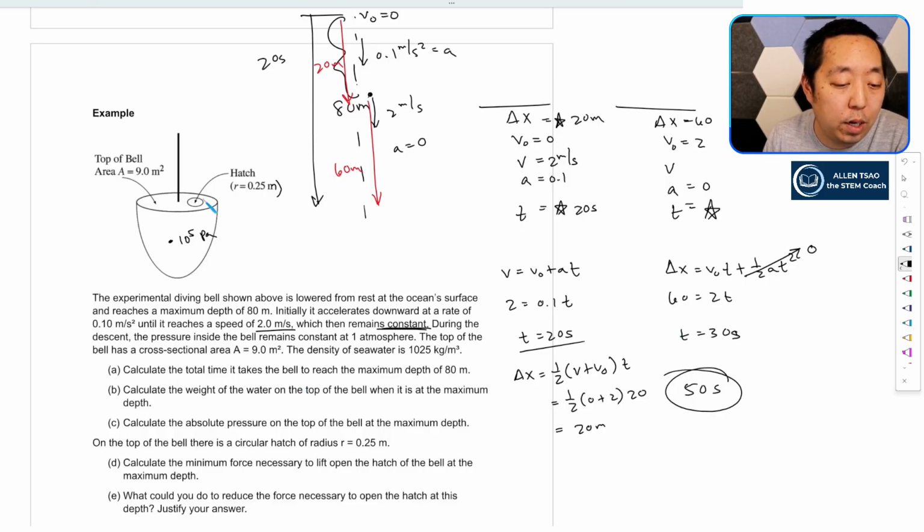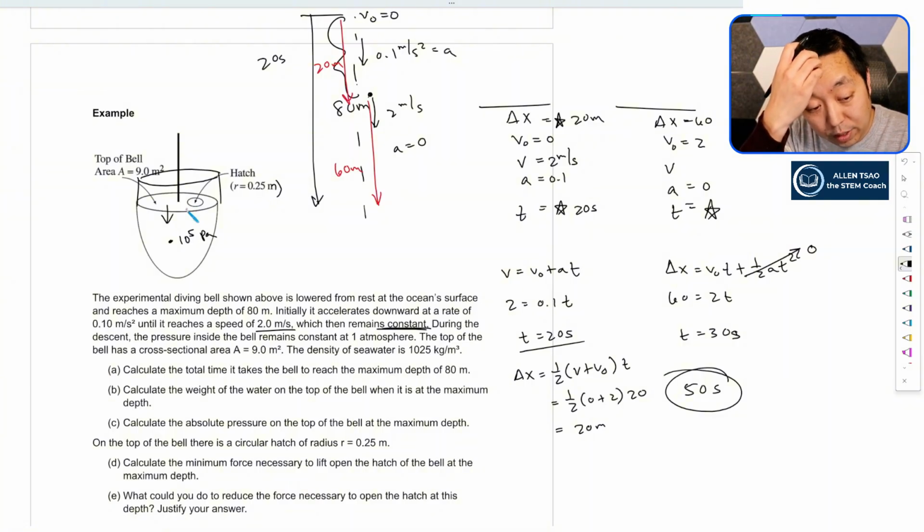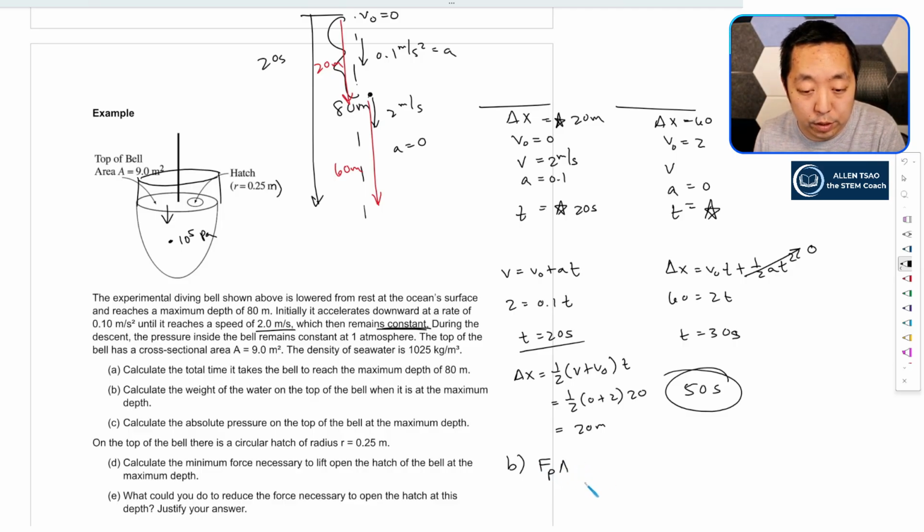Okay, what's the weight of the water on the top of the bell when it's at maximum depth? Okay, weight of the water on top of the bell. That's a fancy way of saying how much force is acting on it, because what's on top of the bell is the weight of the water there. So for part B, it's going to be the pressure times the area. Sorry, the force is going to be the pressure times the area.